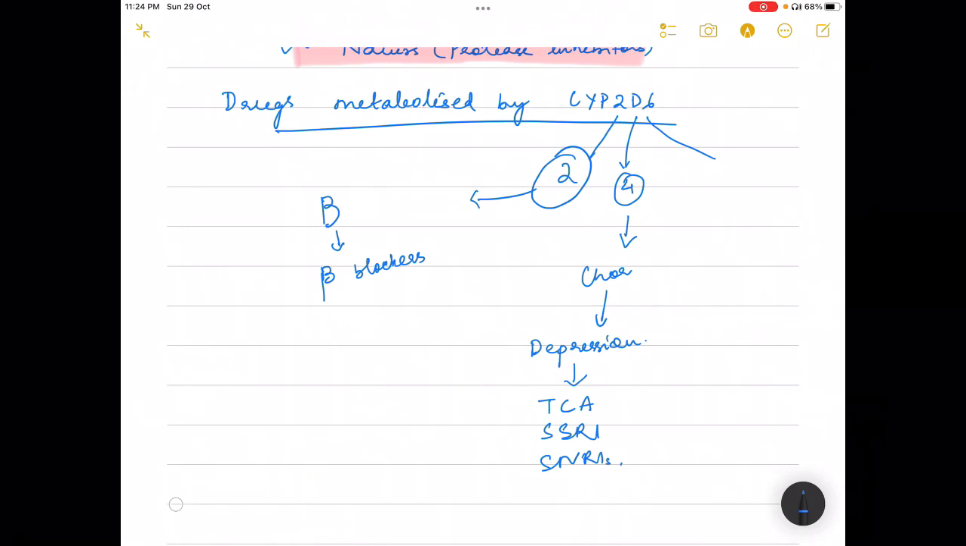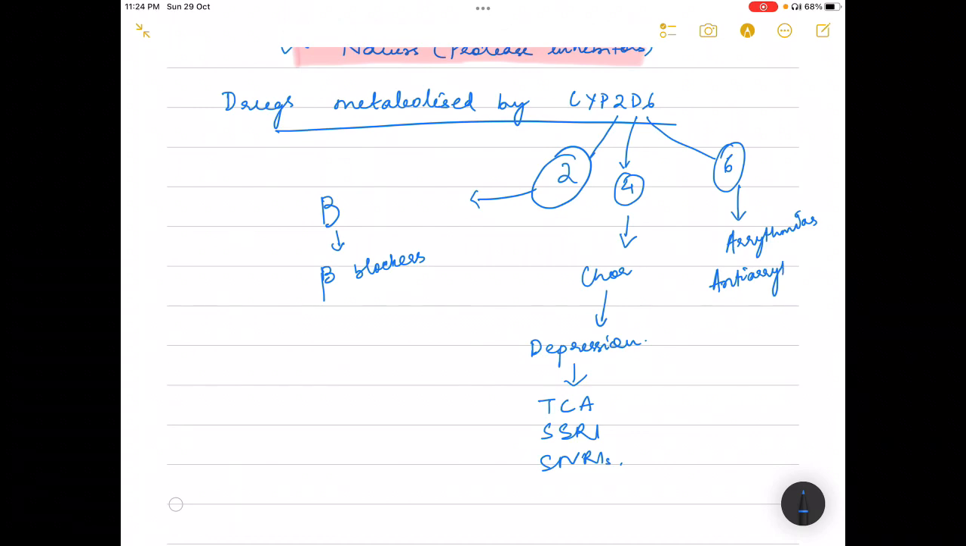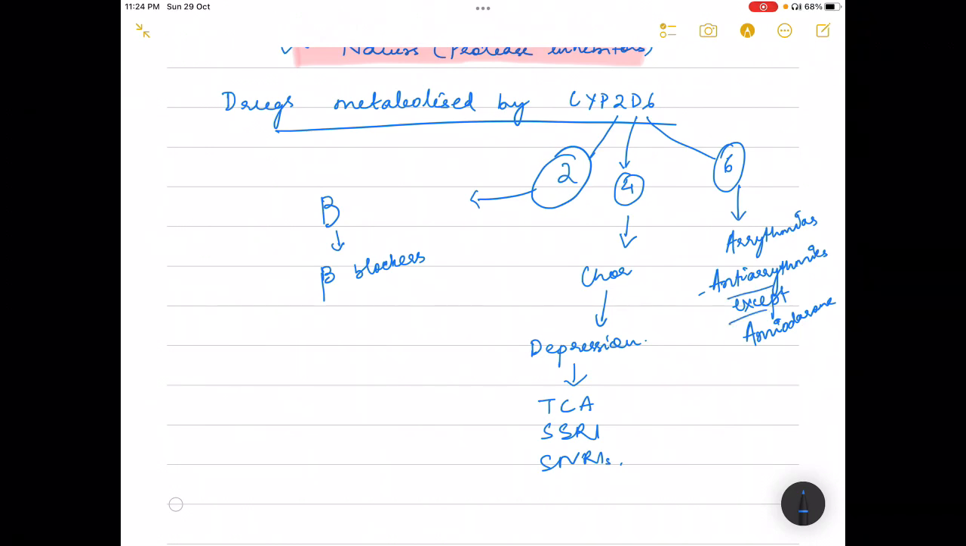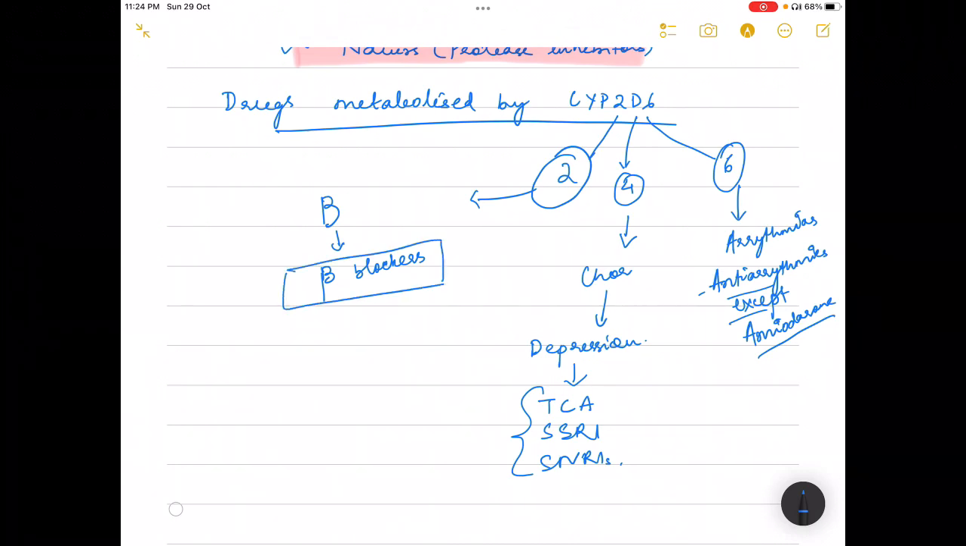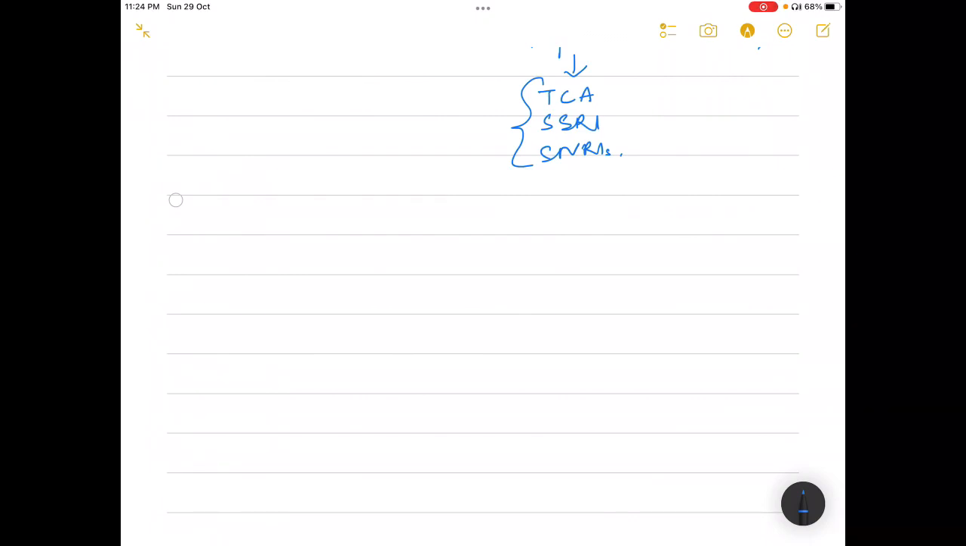Okay. And 6. Whenever there is a 6 being hit in the cricket, then there is increase in the heart rate. With increase in the heart rate, you will remember arrhythmias. Okay. So anti-arrhythmic drugs are metabolized by CYP2D6. And all anti-arrhythmic drugs except one drug that is metabolized by CYP3A4, that is amiodarone, are metabolized by CYP2D6. Apart from that, antidepressant drugs like TCA, SSRIs and SNRIs and beta blockers are metabolized by CYP2D6.